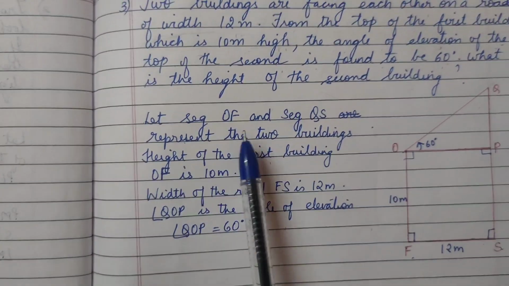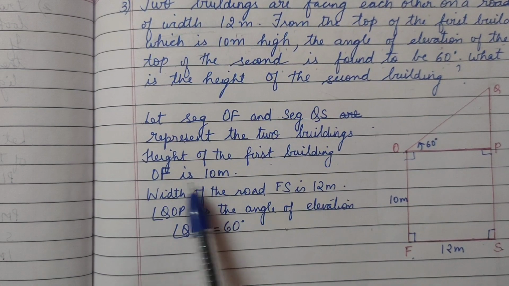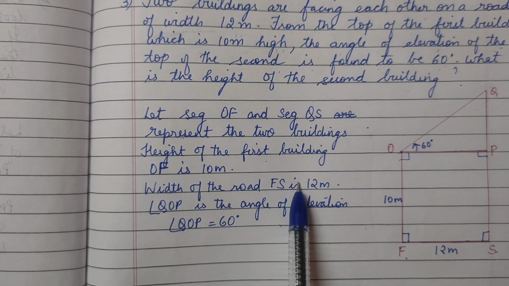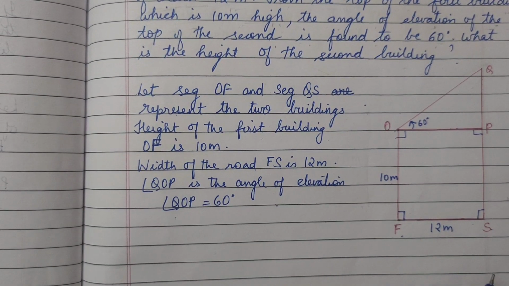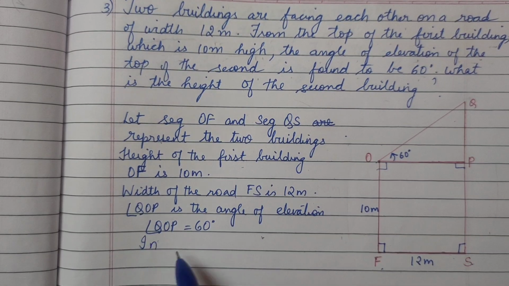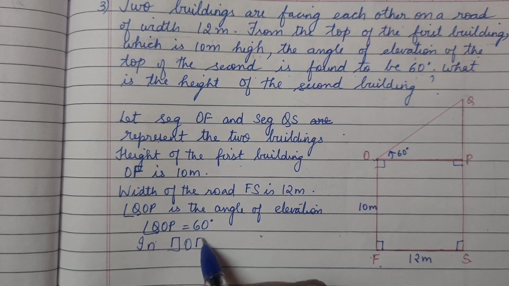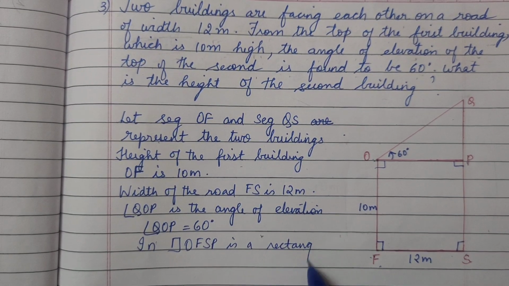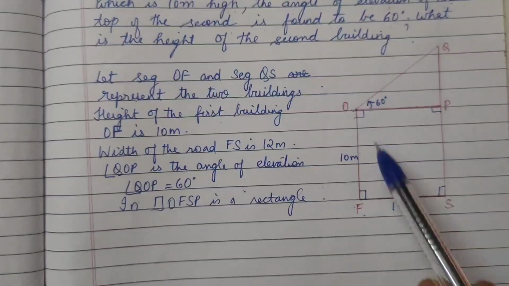So what I have written, see my dear, OF and QS are the two buildings. Height of the first building OF is 10 meter and the width of the road FS is 12 meter. QOP is the angle of elevation, that is 60 degree. Now we will write it in triangle. This we represent as a rectangle. So in quadrilateral, what is the name? OFSP. OFSP is a rectangle. Because we can see each is 90 degree here, but we need not mention this one here.